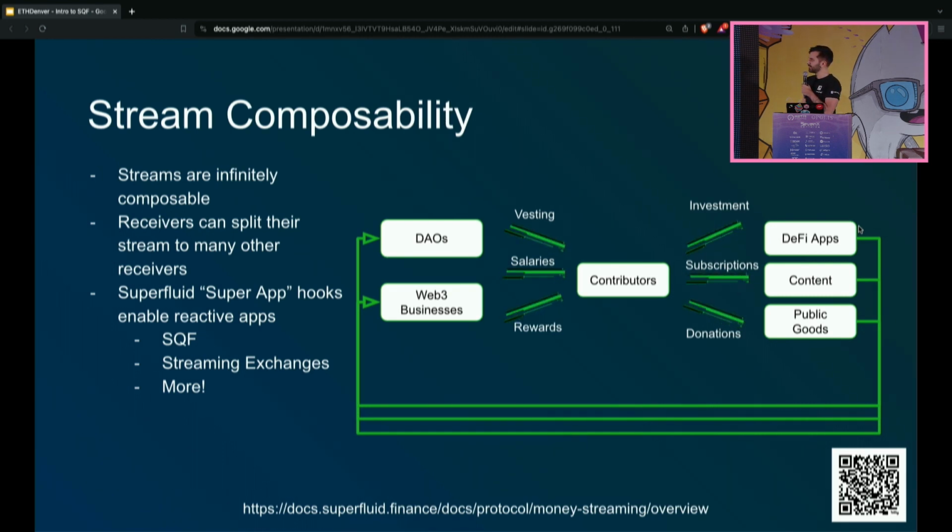The idea here is that almost any type of on-chain recurring payment can be modeled as a Superfluid stream. And when you do so, you can essentially chain them together, and you can have salaries, vesting, rewards paying out to contributors, and those contributors paying into various types of Superfluid-enabled apps, like the matching pool of streaming quadratic funding, or even things like DCA investments or subscriptions for content. And these revenue streams loop back around to the DAOs and Web3 businesses that provide them, creating this flowing economy where the velocity of money is almost infinity, which is incredibly powerful.